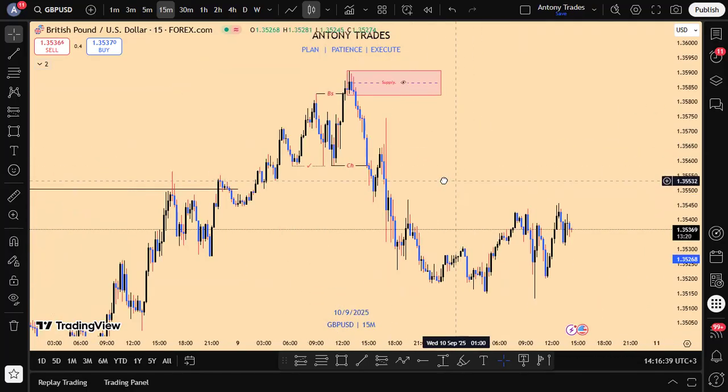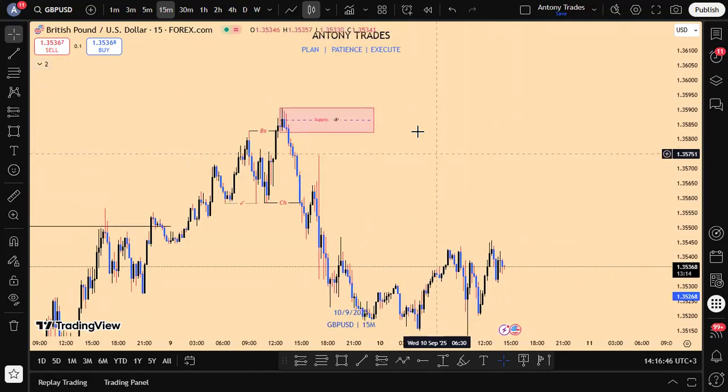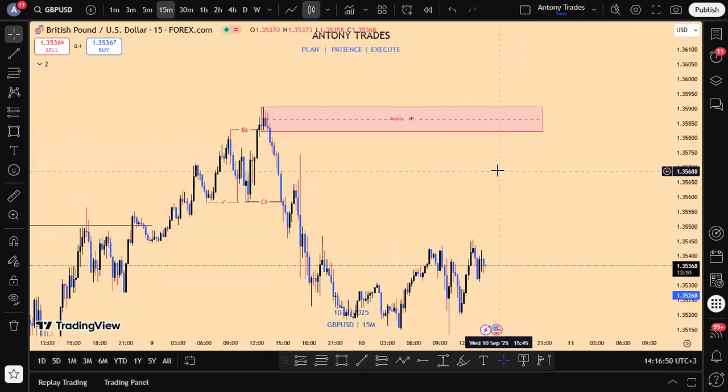And currently I can see the market is trying to reverse, it's trying to push to the upside. If by any means it comes to this point of interest, then you can also look for a sell.